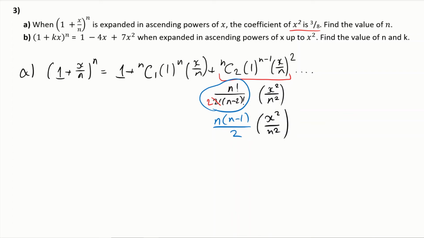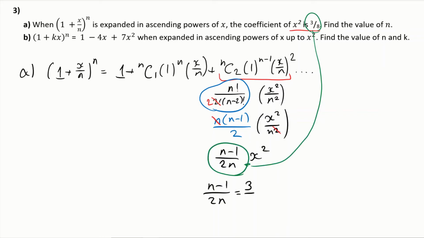Now already we can see that we can cancel out the n here and the n squared to just n, leaving us with (n minus 1) over 2n times x squared, and (n minus 1) over 2n being equal to 3 over 8. We can write that out as an equation. Then we can multiply both sides by 2n.